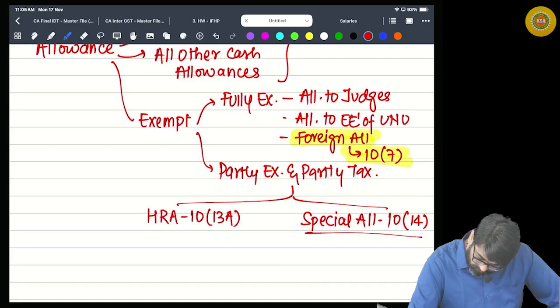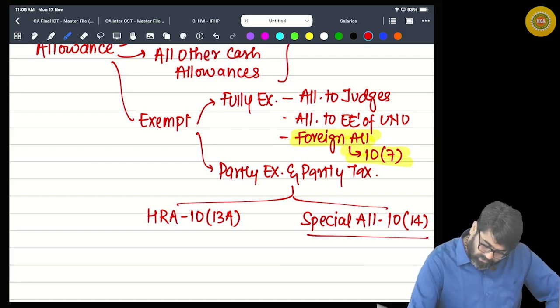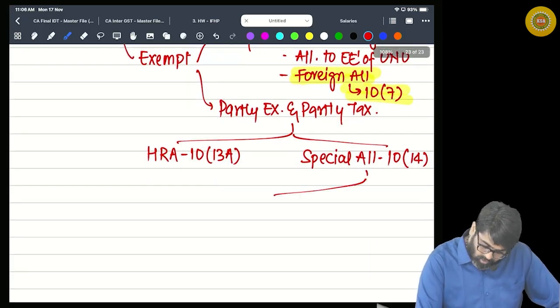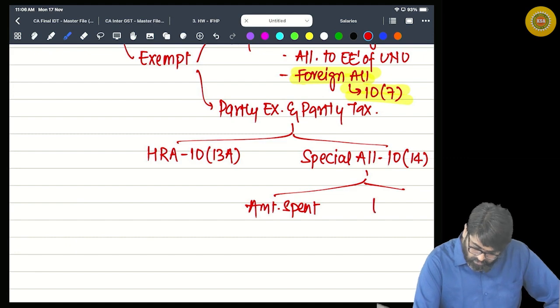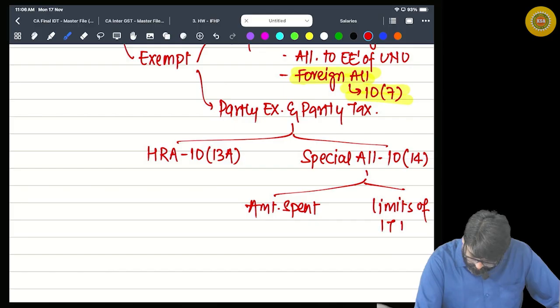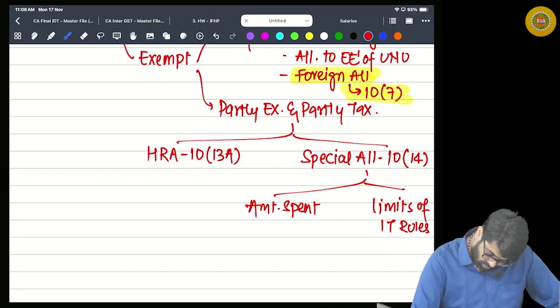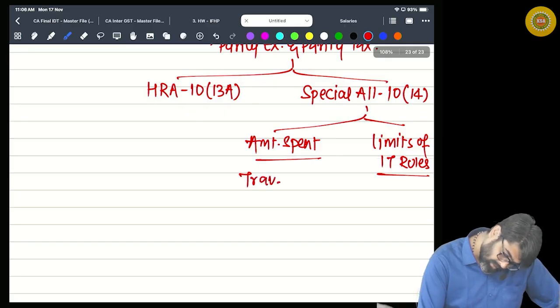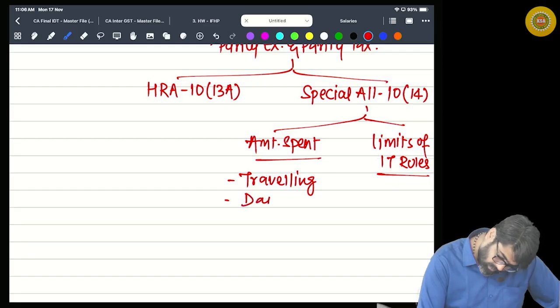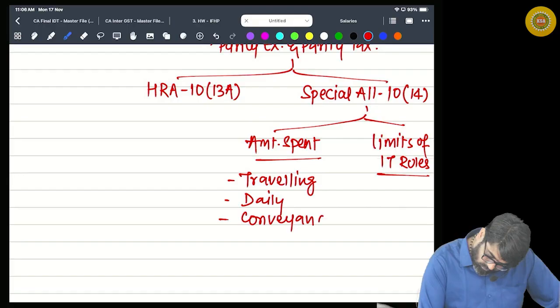Now in this category, special allowances will be exempt on the basis of amount spent and will be exempt on the basis of limits of IT rules. Amount spent and IT rules. First allowance, traveling allowance. Second one, daily allowance. Third one, conveyance allowance. Yes or no?